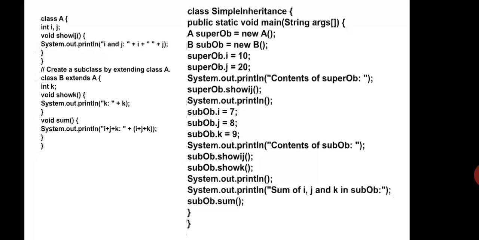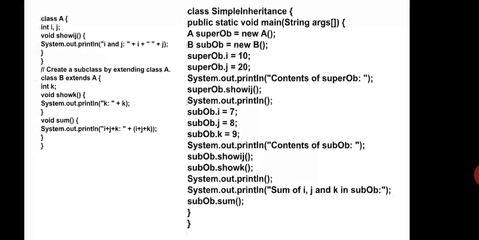Now you have to remember, as you have created a separate object for class B, a separate copy of I and J will also be created, because B extends class A. The properties of class A will be extended by B. So separate memory locations will be available for I, J, K of object B, that is nothing but sub OB. That is the reason why you are assigning 7, 8 and 9 to I, J, K using the second object.